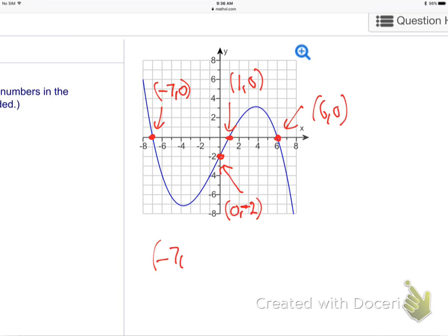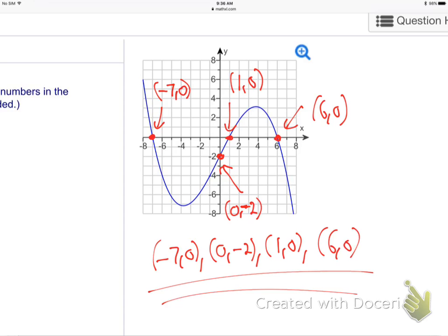So what they want you to do then is list all of these, in any order, it doesn't matter, with commas. Like that. That's what they want. Make sense on that? List all the intercepts.